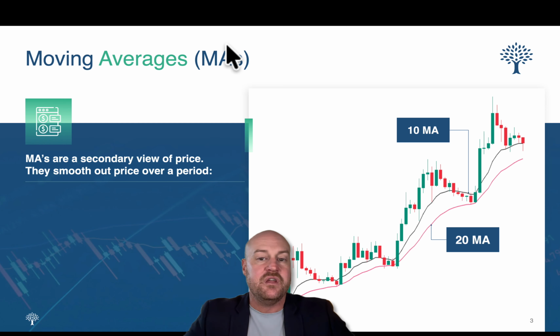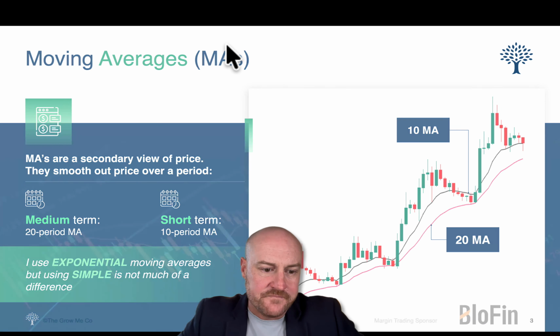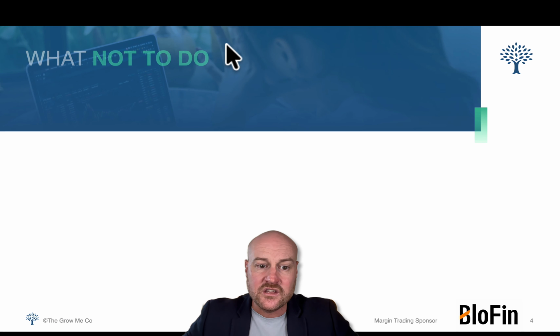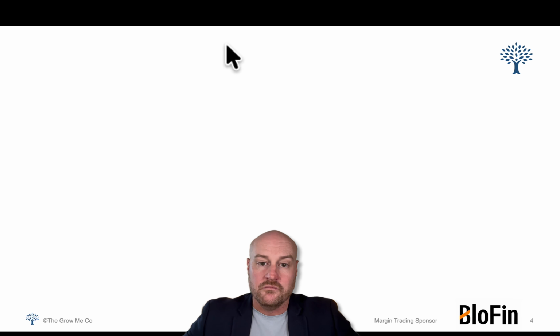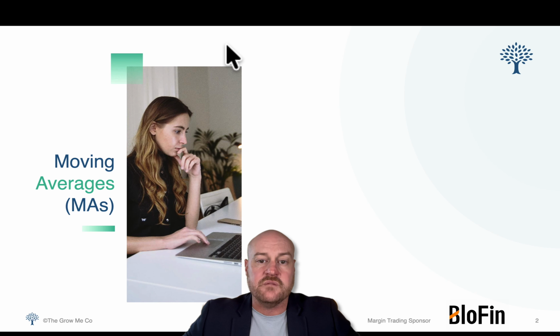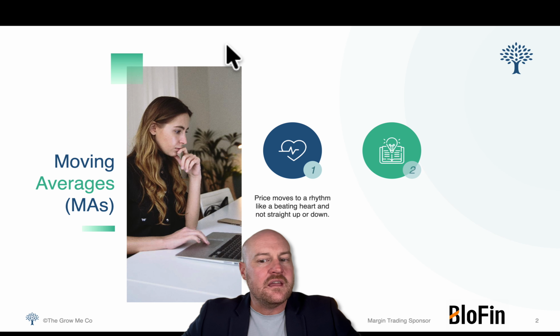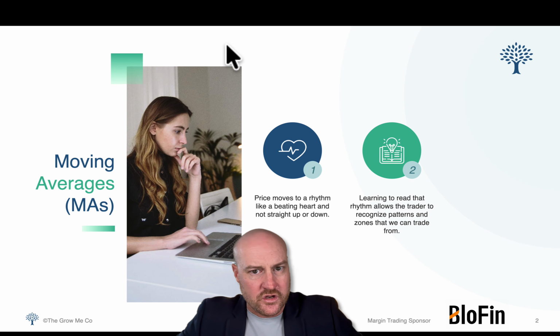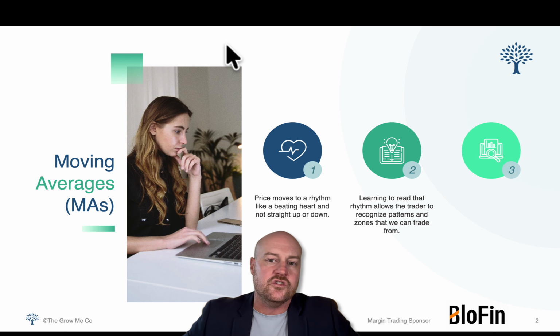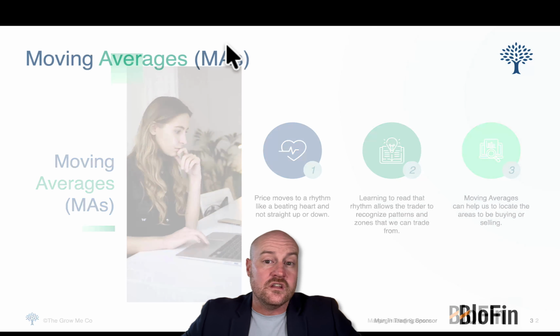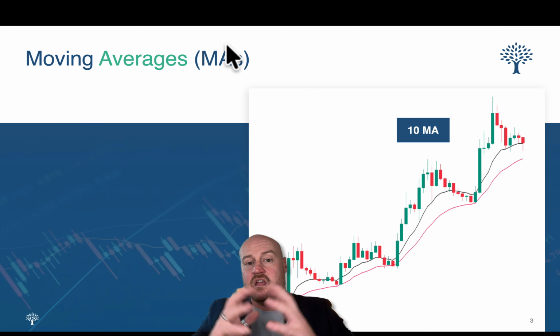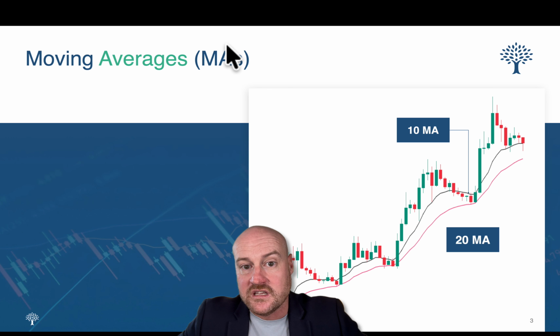I use the 10 period and 20 period moving average. Now I use the exponential moving average as opposed to the simple, and it doesn't really make that much of a difference, to be honest with you. It's a zone that I use it for, and that zone, as you'll see in just a moment, is to capture an area where I believe opportunity exists.